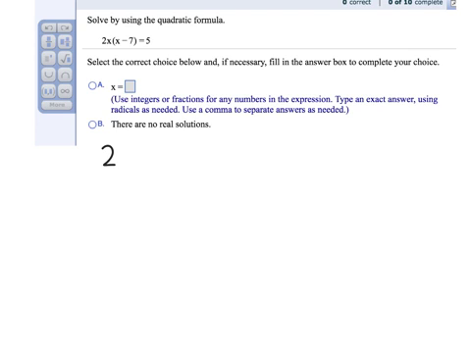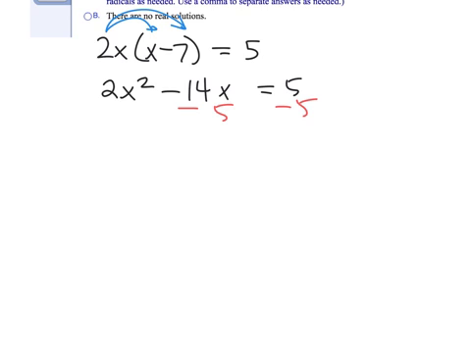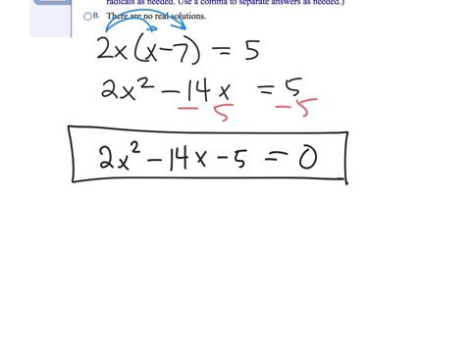First we're going to have to use the distributive property to get it into the form that we want. So we're going to multiply by 2x. This becomes 2x squared minus 14x is equal to 5. Then we're going to subtract 5 from both sides, and that gives us 2x squared minus 14x minus 5 equals 0. Now it's in the format that we need. We are now officially ready to start doing the quadratic formula.